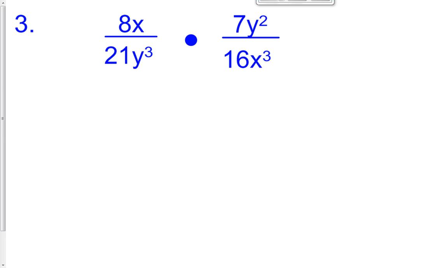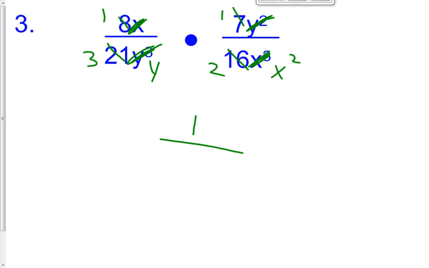Problem number 3. Now we're going to get into where we can cross-reduce. 7/21 is 1/3. 8/16 is 1/2. X divided by x cubed leaves an x squared in the bottom. Y squared, y cubed leaves a y to the first in the bottom. So now in the numerator, all you have left is 1s. So you have a 1 left in the numerator. And in the denominator, you have 3 times 2, which gives 6. And you have a y and an x squared.